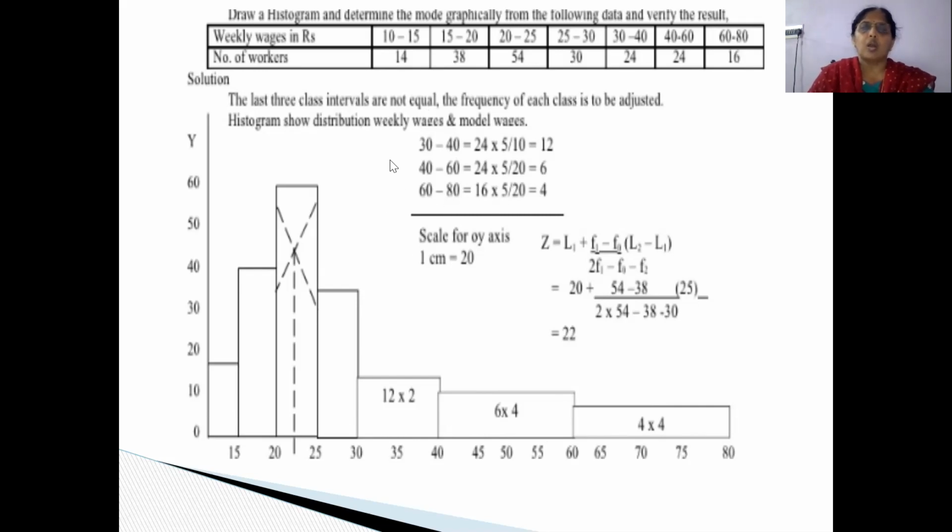Next come to location of the mode graphically. So which is the longest bar? The longest bar is here, 20 to 25, 54. This is the longest bar. How is it to be located? See here, from this point to this point we have to intersect. That means connect a straight line from this point to this point.